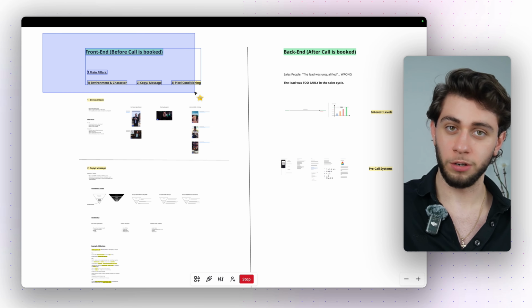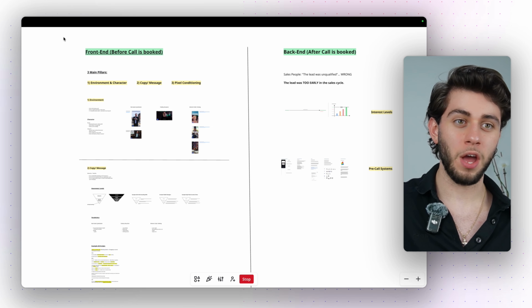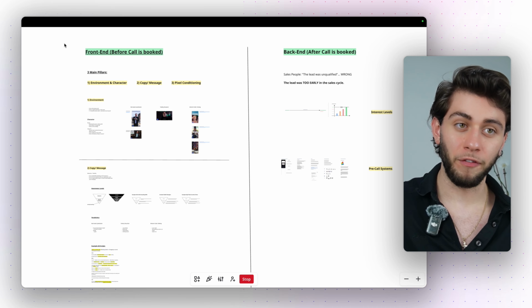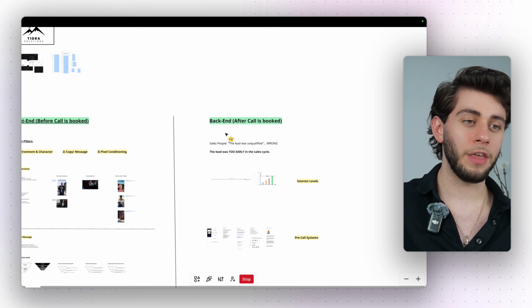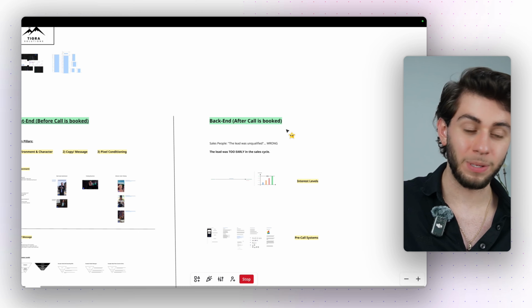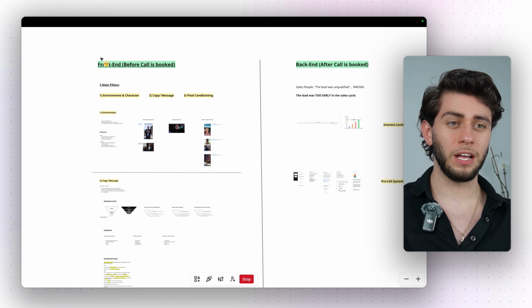So we have two parts to this. Both are equally important. We have the front end, so everything before the call is actually booked. And then we have the back end, everything that happens after somebody books a call. So let's start with front end.